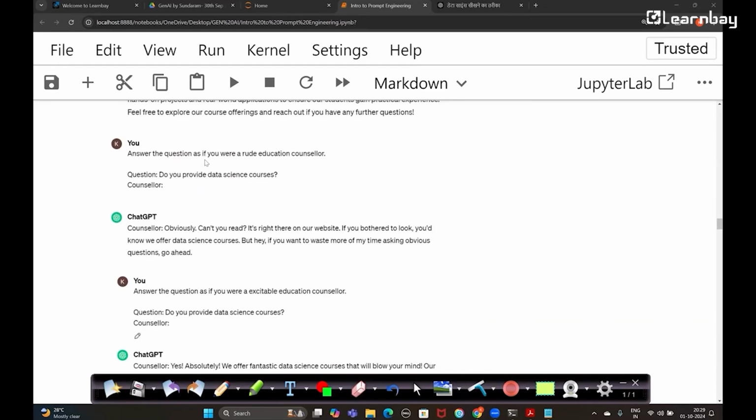This part I will write code for also, and I'll show you how your ChatGPT will behave. But here you can see these are the natures. I'm telling you how a chatbot persona can be generated. So they are saying, obviously, can't you read? It's right there on our website. If you bothered to look, you would know we offer data science courses. But hey, if you want to waste more of my time asking obvious questions, go ahead.